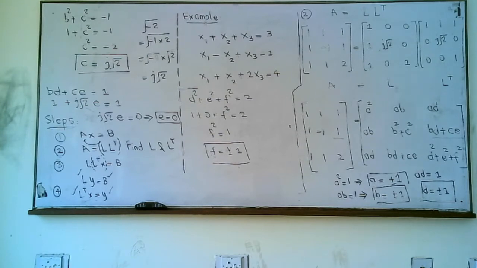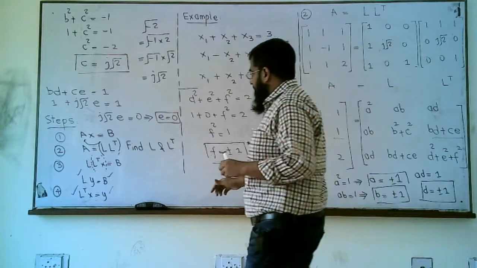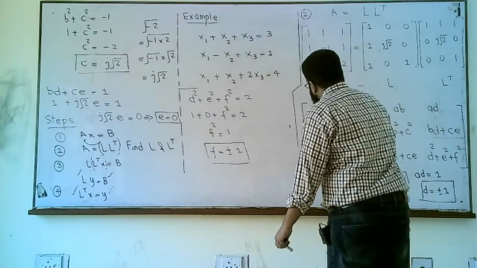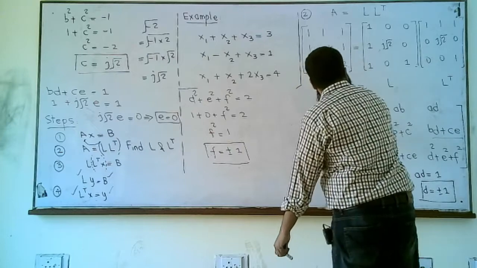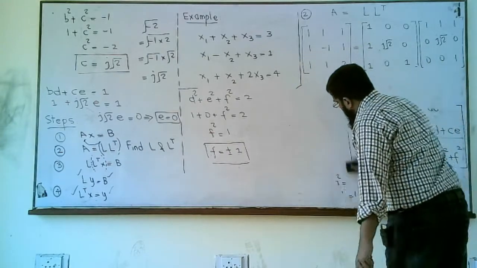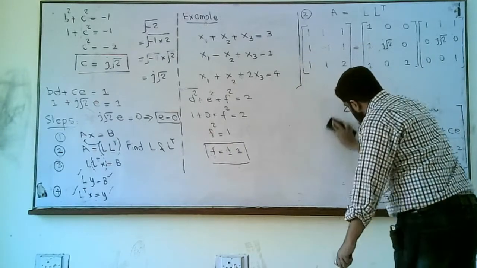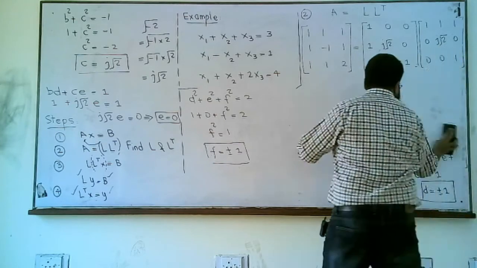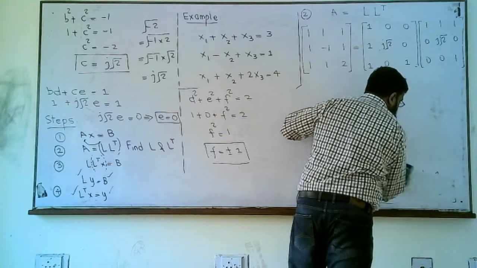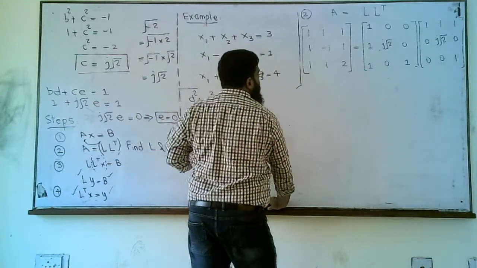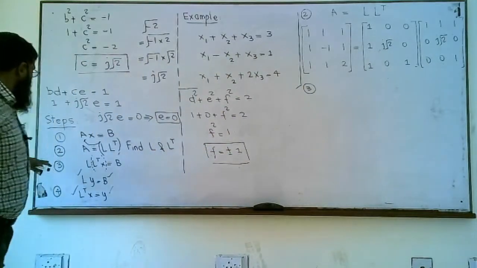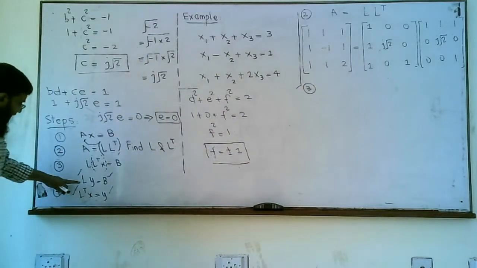Right. So now we have completed step number 2, and now we're ready to perform step number 3, the second last step, in which we are going to find y, the arbitrary vector, and then we use that vector y to find x in the last step. So let's move on to step number 3, where we find Ly.